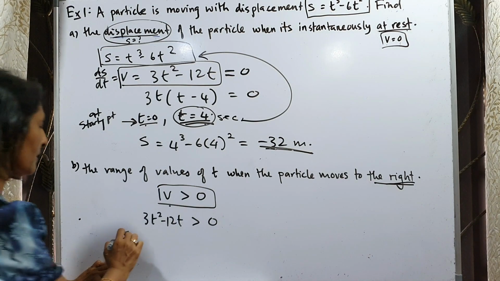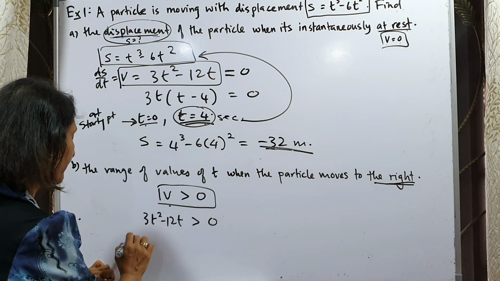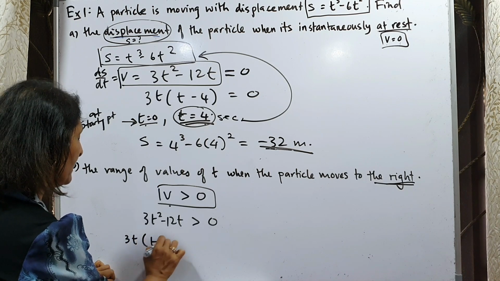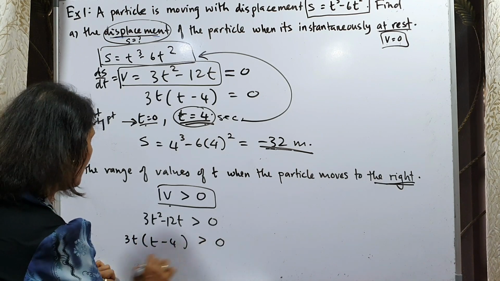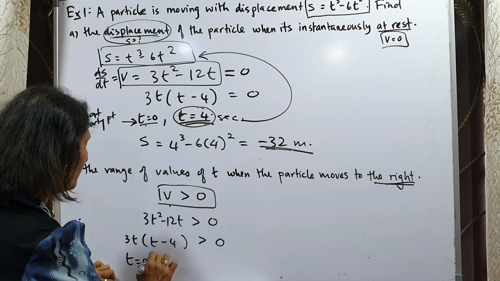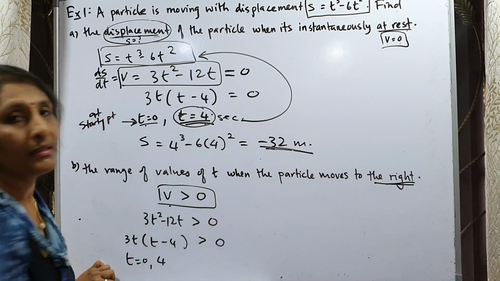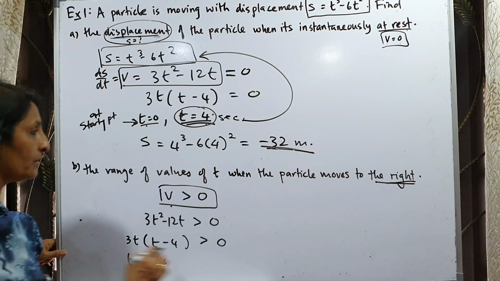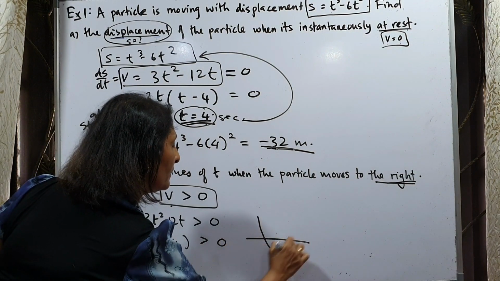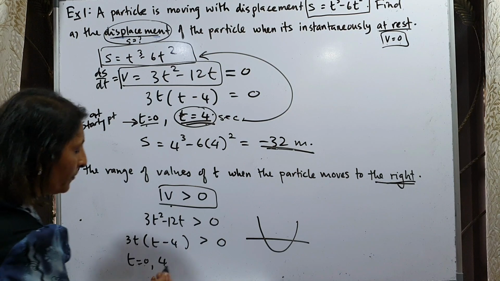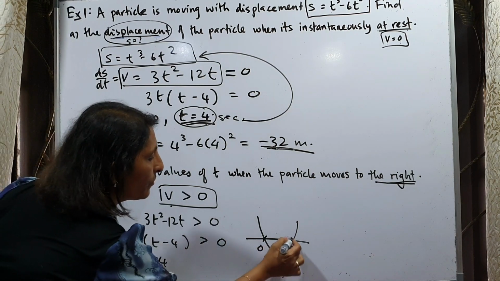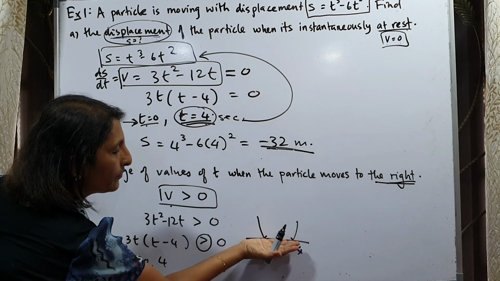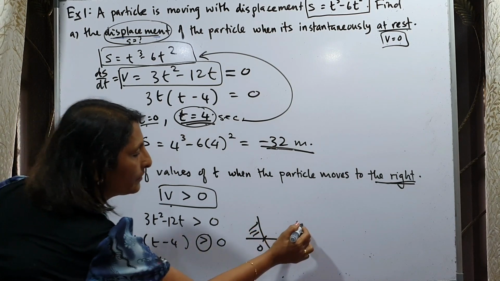Then we factorize this. Same thing, we get 3t(t minus 4) greater than 0. So t is 0 and 4. Remember, this is an inequality, so you need to draw it. 0 and 4: 0 must be here, 4 must be here. And look at the symbol, greater than. So above this area and this area, right?